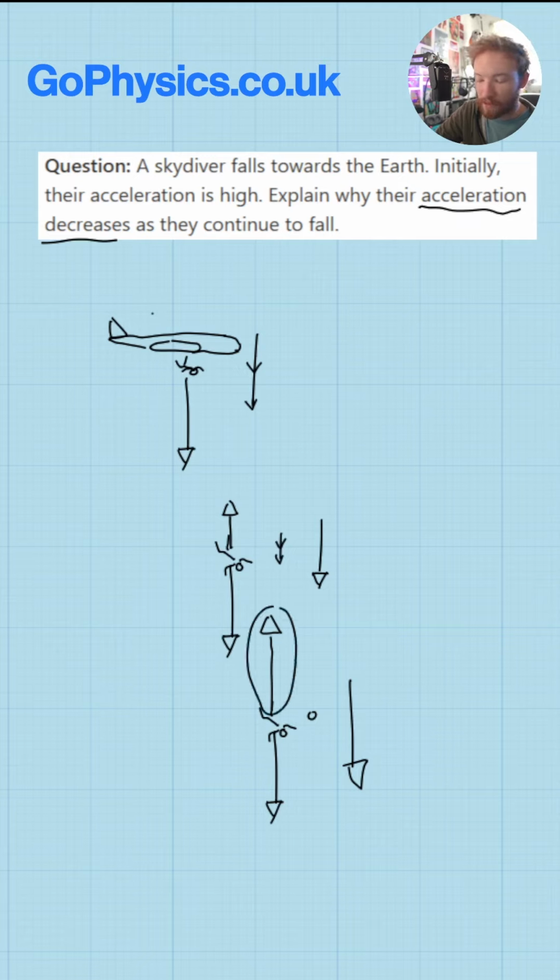And then here, where the two forces are equal to one another, they cancel each other out, and that leaves us with no resultant force and therefore 0 acceleration. And that explains why the acceleration decreases as they continue to fall, because the resultant force leaves, and we're left with no acceleration.